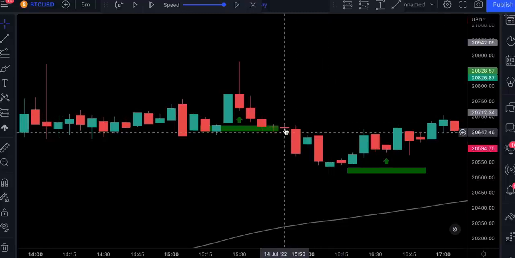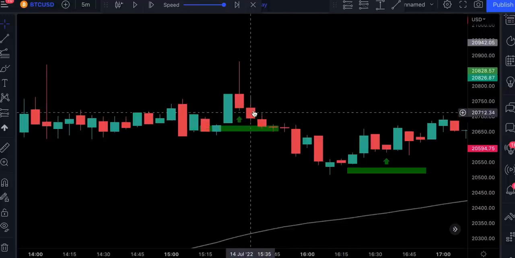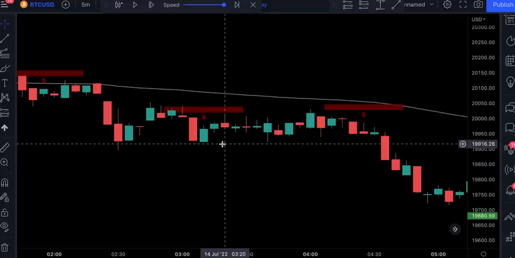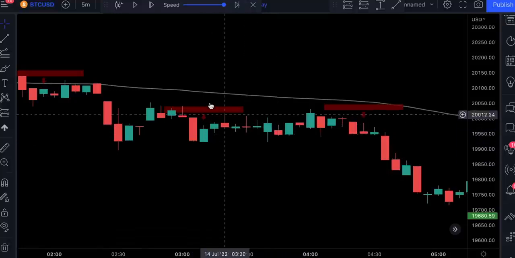However, if you had a signal to go long but the second candlestick was still bearish, you skip this signal. The same is true for short positions. If the second candlestick is still bullish, you simply skip this trade.